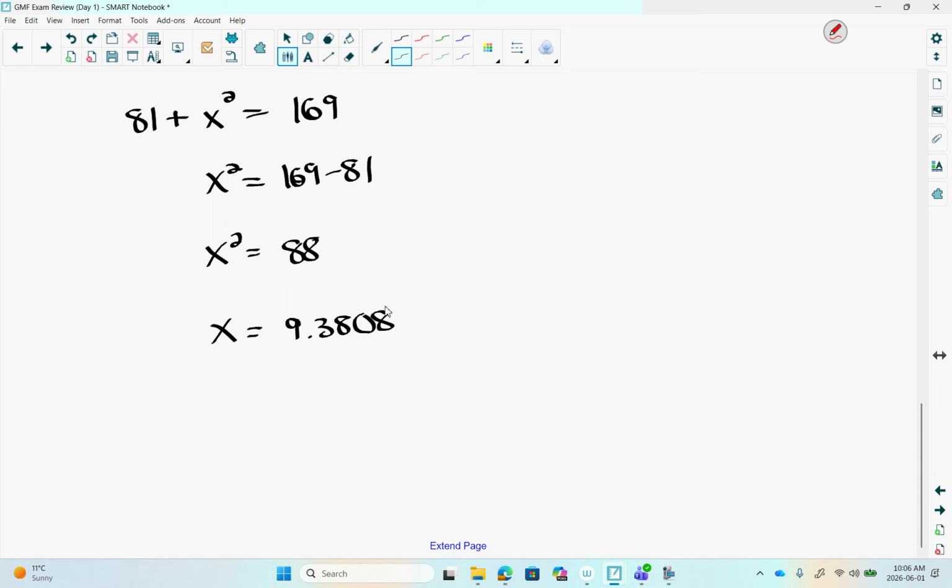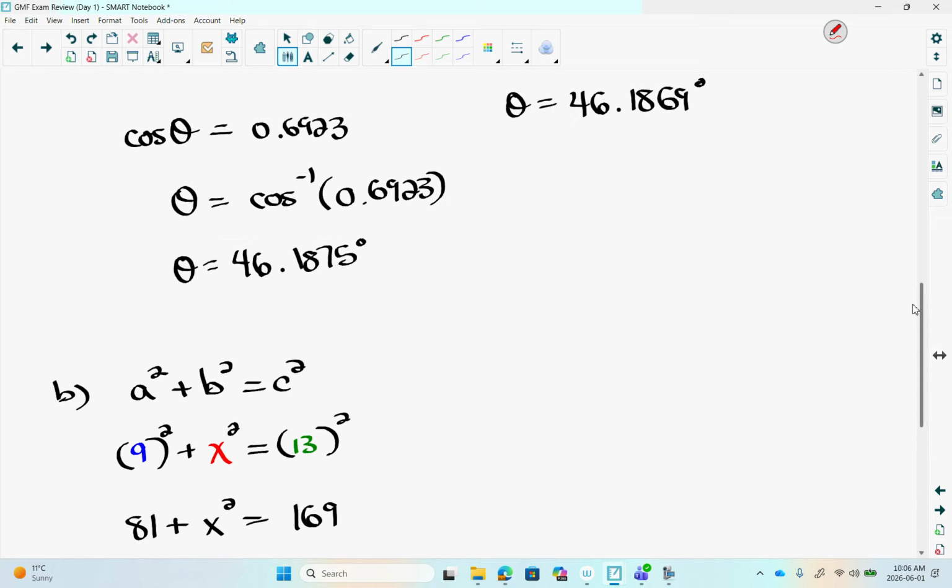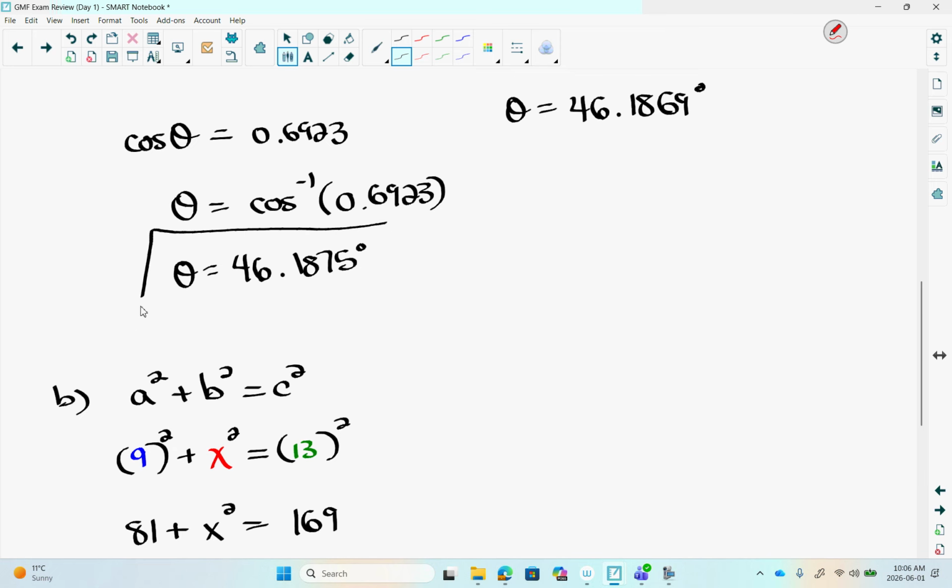Now, that's not degrees. That would be the units of measurement that the side lengths are measured in. It could be centimeters, millimeters, meters, kilometers, whatever. And really, this could be a plus or a minus, but the only one that makes sense in this situation is a positive answer. So I've got 9.3808 and 46.1875 degrees, or 46.1869 degrees.